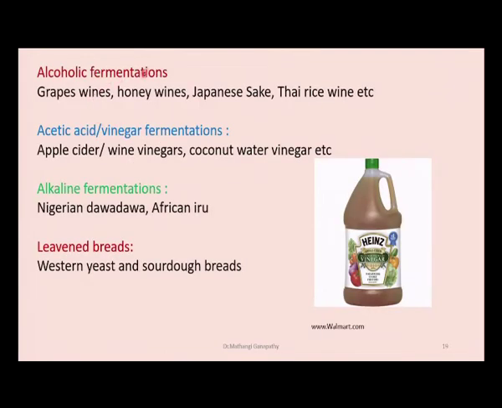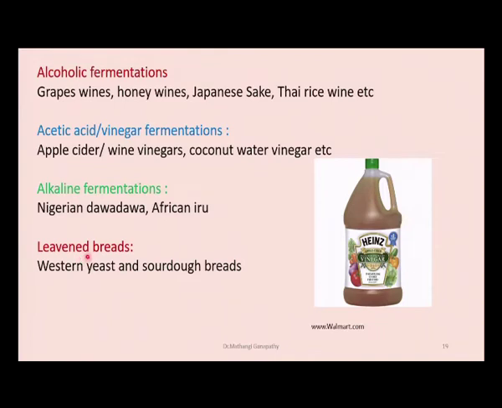Typical examples of alcoholic fermentation are grape wines, honey wines, and the Japanese sake. In the case of acetic acid and vinegar fermentation, we have apple cider, wine vinegars, and coconut water vinegar. A byproduct of alkaline fermentation is the Nigerian dawa and the African iru.